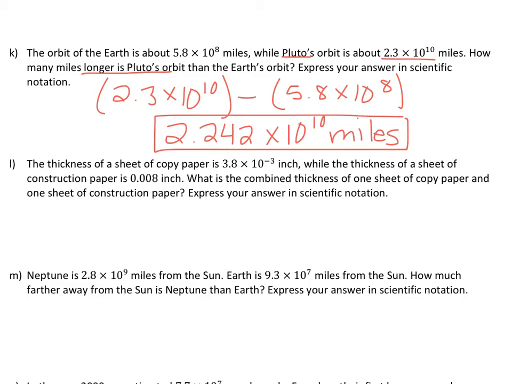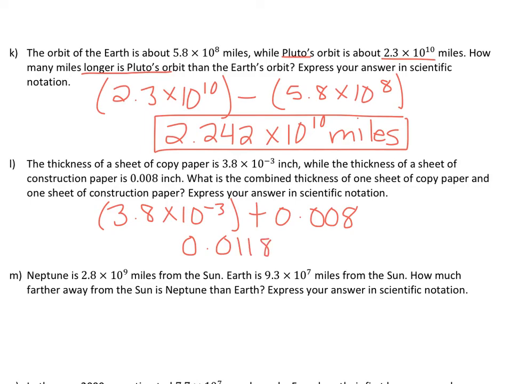So in this case, we want to know the total thickness, so we are adding. Because we're adding, it doesn't matter which number goes first. That is due to the commutative property. Again, I would use my calculator for this one. When I add those up, the calculator gives an answer of 0.0118. But I want the answer in scientific notation.